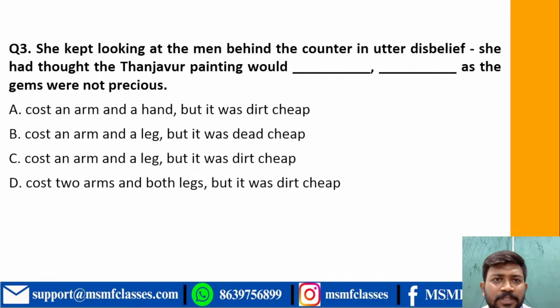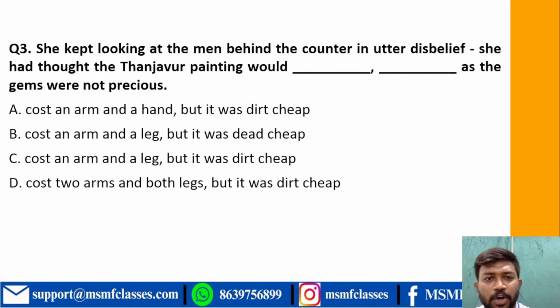Next, let's move to the third question. She kept looking at the men behind the counter in utter disbelief. She had thought that Tanjavur painting would dash as the gems were not precious. Here they have given the options: cost an arm and a hand, cost an arm and a leg, cost an arm and a leg. But it was dead cheap. It was dirt cheap. Cost 2 arms and both legs.